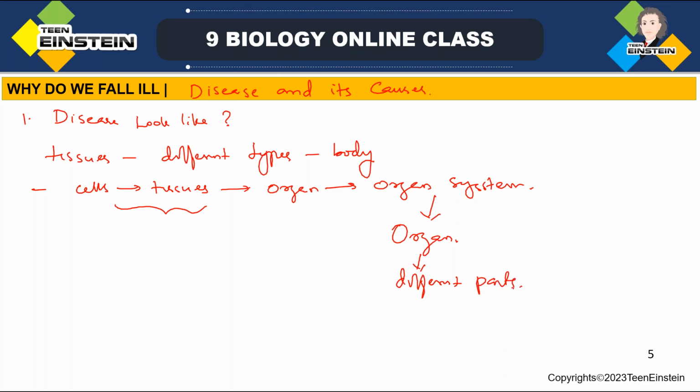See, if we are thinking about the heart, it has different parts. It has 4 different chambers, and each chamber has its own function. Some part collects pure blood, some part collects impure blood, and another part sends pure blood to different parts. So like that, each and every organ and the parts of that organ have specific functions. Here we are talking about the digestive system.